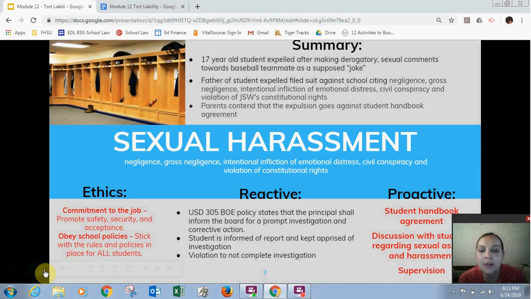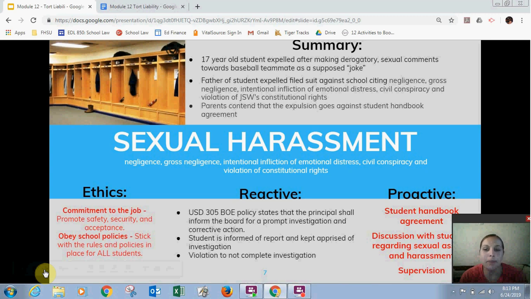That student is also informed of the report, the one that makes the report, and kept apprised of the investigation as it goes on. So they want to keep everybody in the loop of the steps that are being taken as it goes on. Proactive steps would be, again, that student handbook agreement, being able to show it to parents. Here's where the rule was broken. Here's the steps we said were going to be followed.